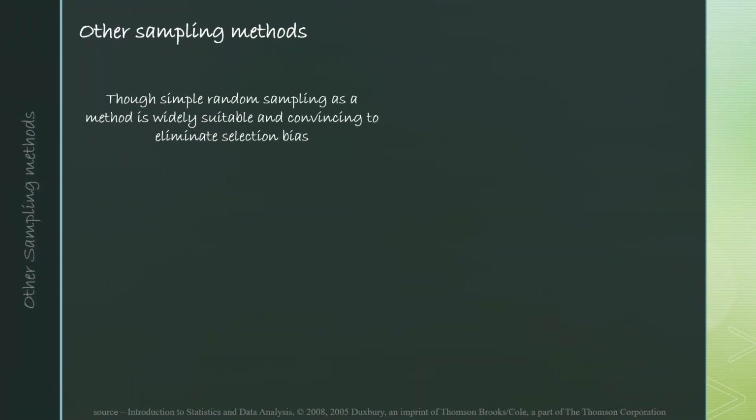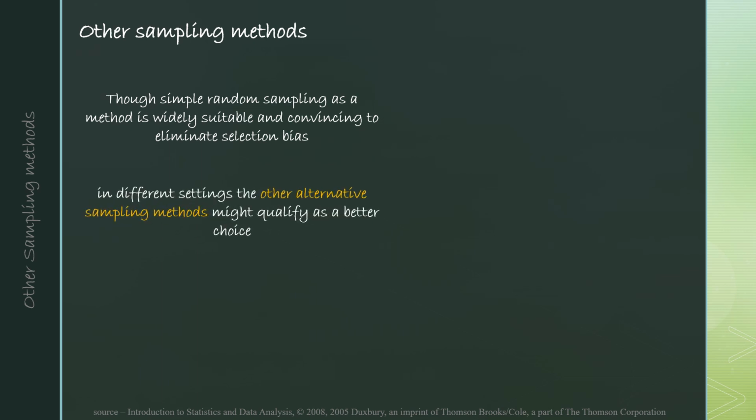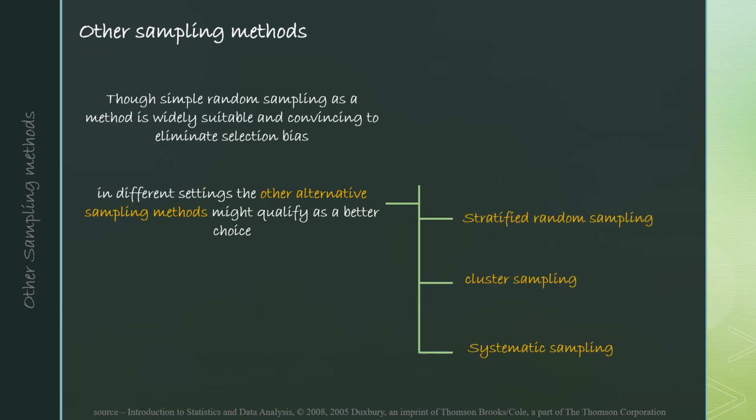Though simple random sampling as a method is widely suitable and convincing to eliminate selection bias, in different settings, the other alternative sampling methods might qualify as a better choice, namely stratified random sampling, cluster sampling, and systematic sampling.